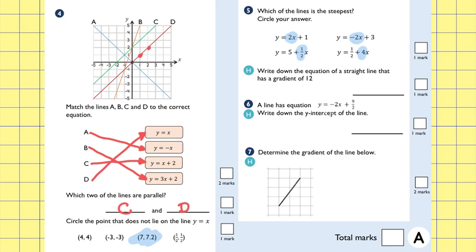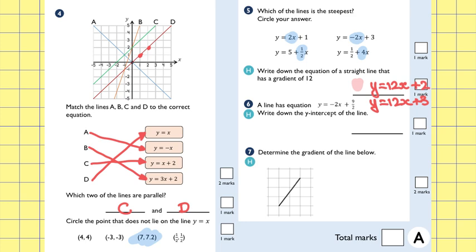Write down the equation of the straight line that has a gradient of 3. That just means that we can have any line where y equals 3x and a number. So I could write y equals 3x plus 2. I could also write y equals 3x plus 3. All of those have a gradient of 3.